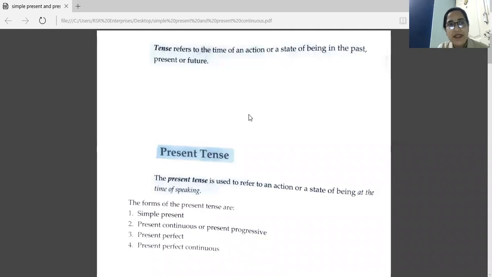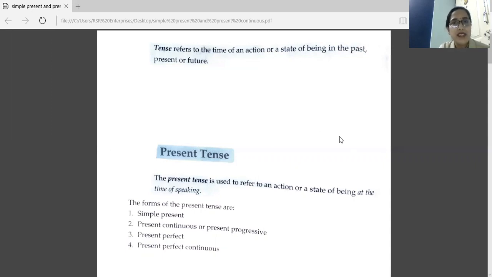For example, I'm taking write. Write is a verb. We have three forms of write. The first form is write, the second is wrote, and the third is written. Write, wrote, written. We have to use these three forms according to the tenses that we'll study here.